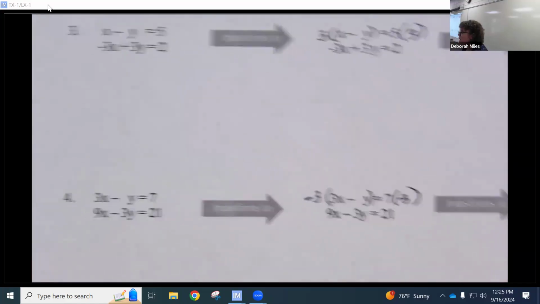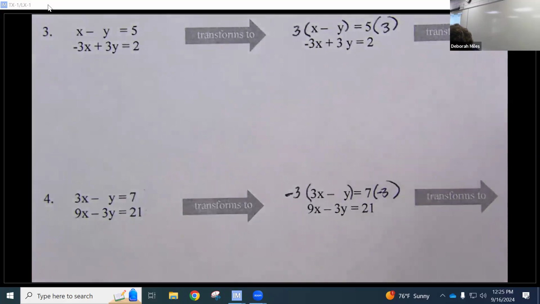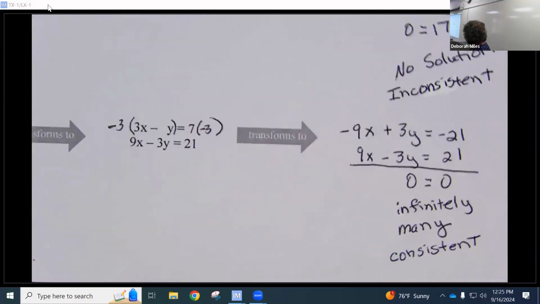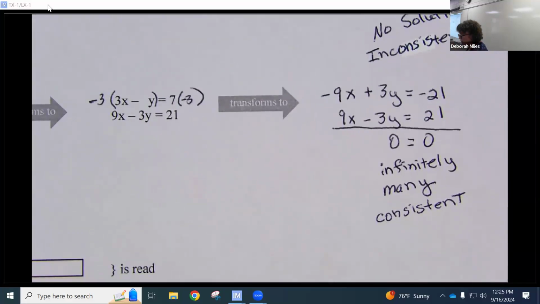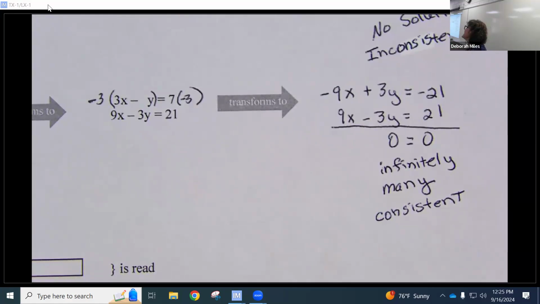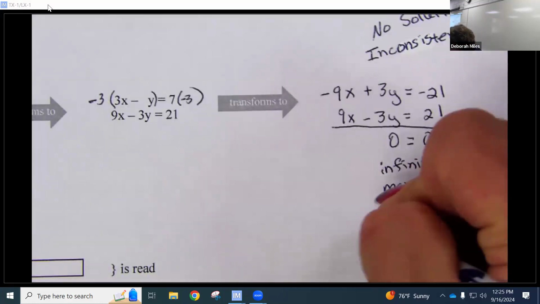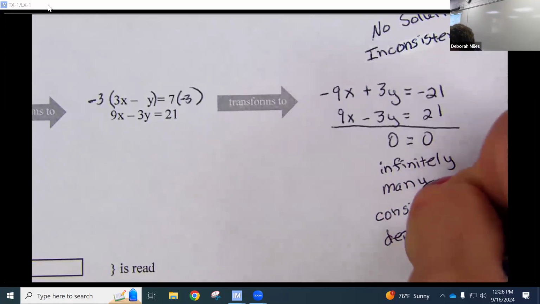Consistent. So it is consistent. And because consistent just means at least one solution, and that has infinitely many solutions, would we say that the equations are dependent or independent? They're really the same equation. So they're dependent.